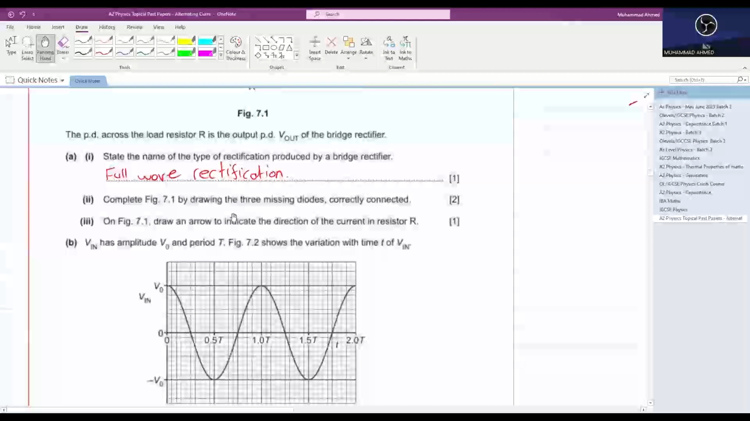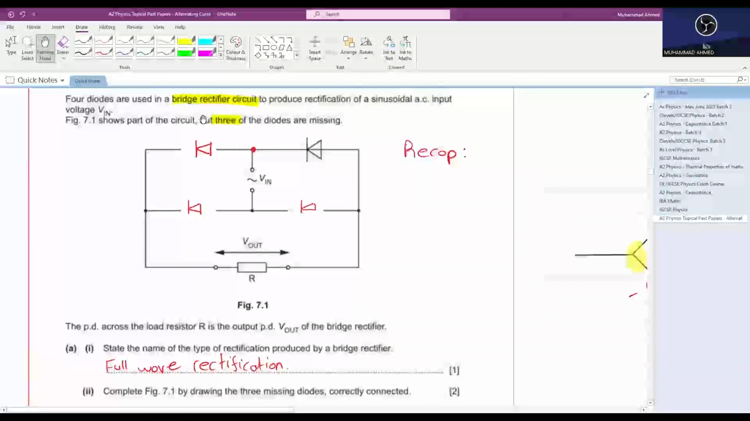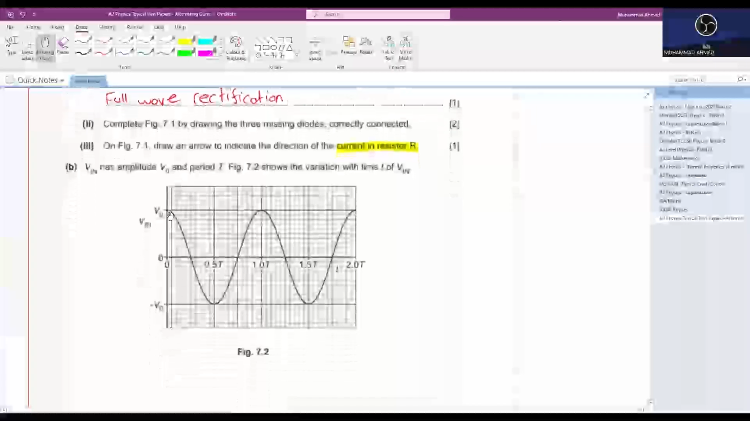Okay. On figure 7.1, draw an arrow to indicate the direction of current in resistor R. Okay, so you have to indicate the direction of current in resistor R. Let's say this is positive, this is negative. The positive current will start to travel from here, goes from here, goes from here. So your direction of current is towards right like this. Simple logic. Nothing complicated here.